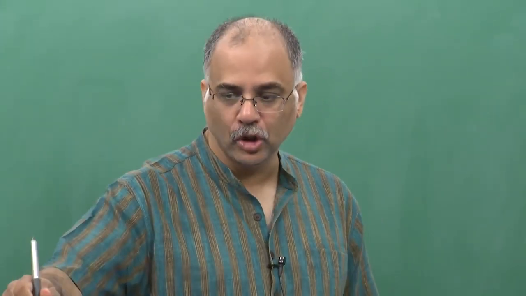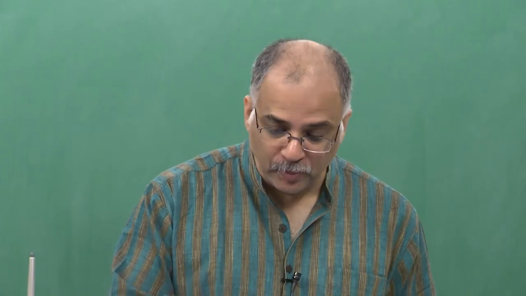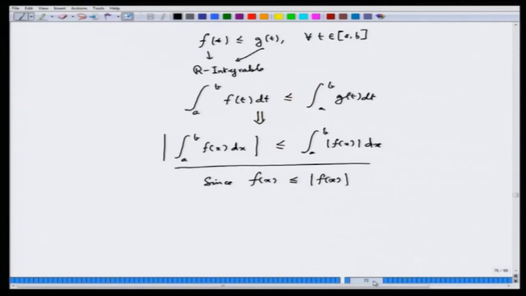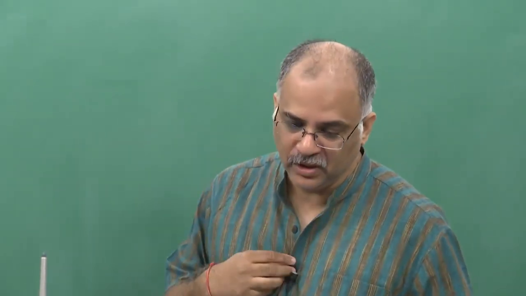And in part 2, we are going to talk about something called the improper integral, where one of these b or a could be infinity, or one of these points is such that the function is not defined at that point. We will go into that in the next lecture.